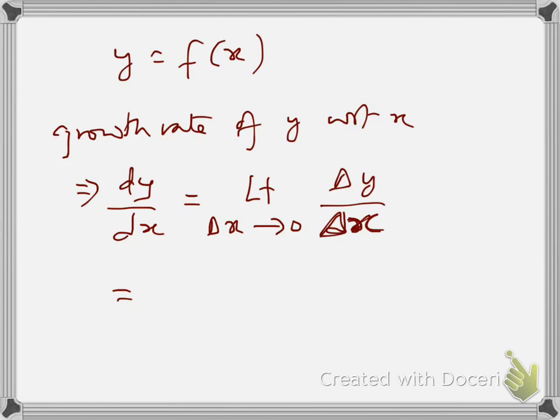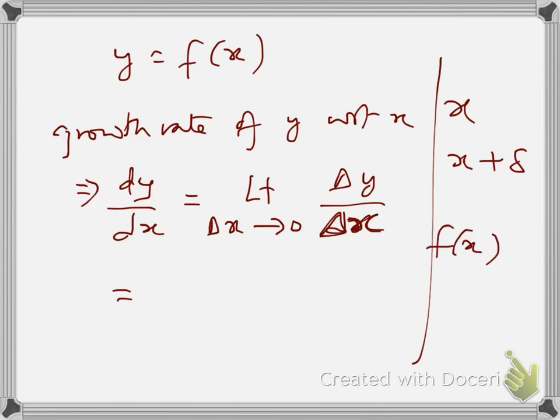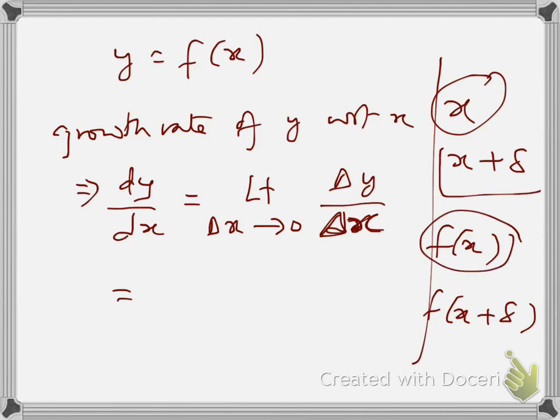Suppose the independent variable was x and it changed to x plus delta. It changed by some amount. Then the dependent variable will be f of x initially, and the new value after x changes will be f of x plus delta. So when the x value is x, the y value is f of x. When the x value is x plus delta, the y value is f of x plus delta. When x is 0, y is f of 0. When x is 1, y is f of 1. If you exactly know the dependency, you can calculate it also.